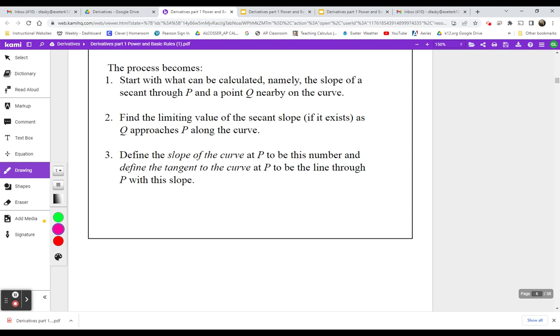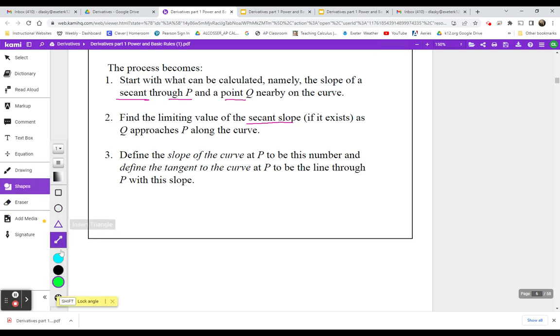So the process starts like this. We're going to talk about a secant through a certain point and another point on the curve. So we're really going to work with a secant slope right here. Okay. So the idea is this: there's a better drawing after this, but I'm going to explain it real quick. If I have my circle here, like that one, and then I have my line like that, right?